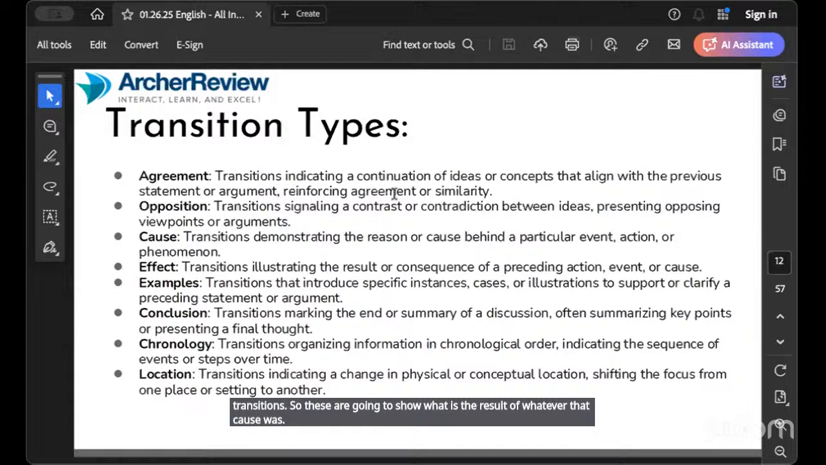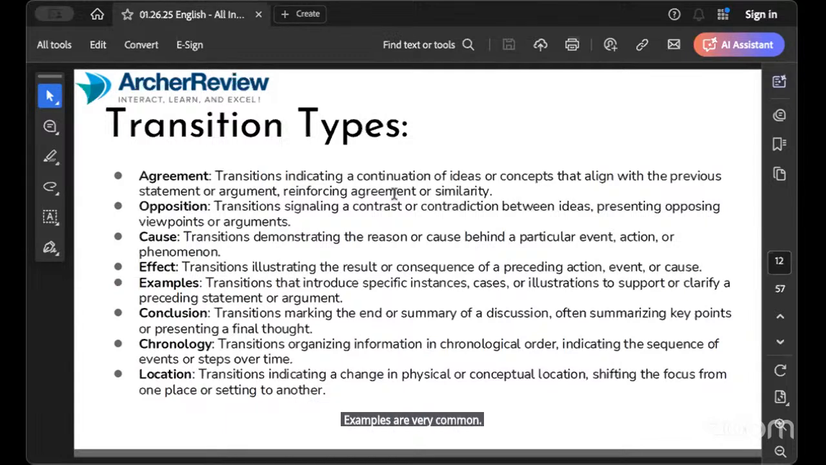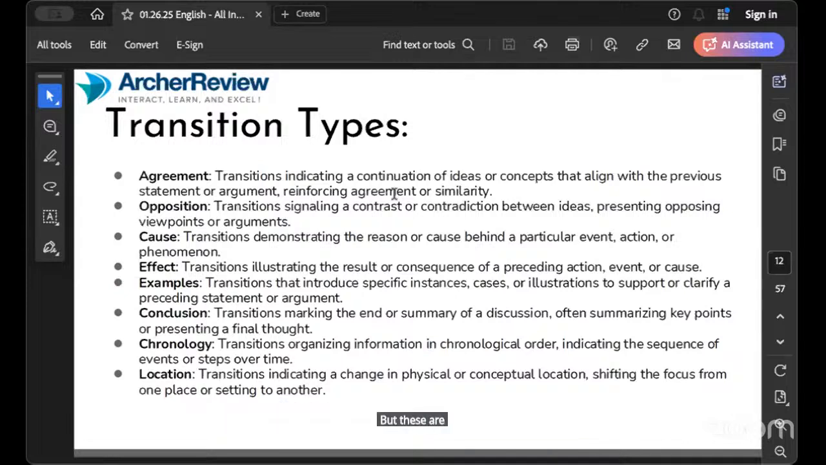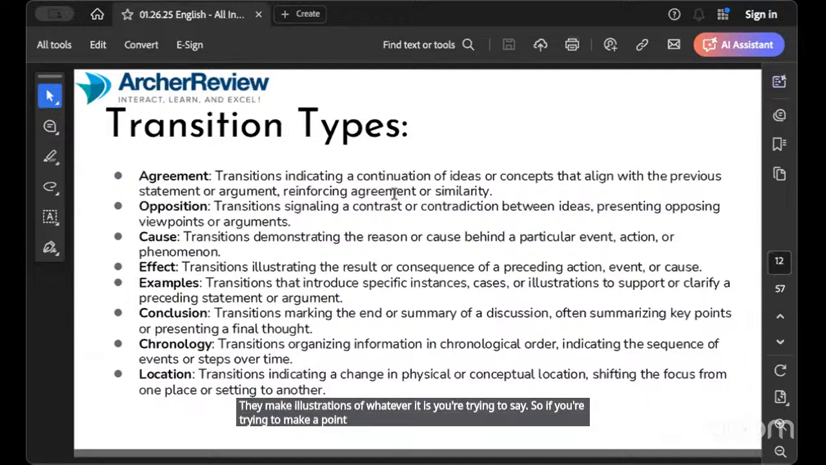Examples are very common. These are the more common transitions that you're going to see. These are transitions that will introduce specific instances, certain cases. They make illustrations of whatever it is you're trying to say. So if you're trying to make a point and you want to illustrate that point to your reader, you're going to give an example, hence the name example transitions.